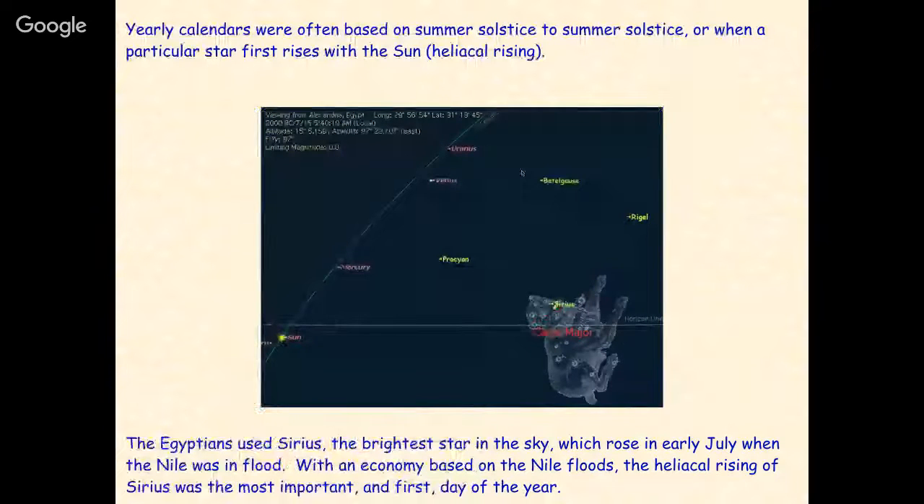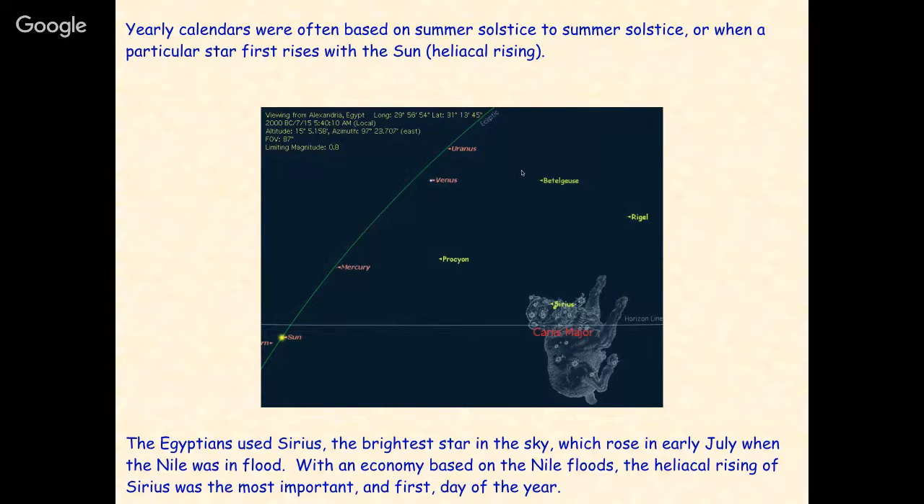The yearly calendars were often based on summer solstice to summer solstice, or on when a particular star happens to first rise with the sun, and that is called the heliacal rising. The image here is showing the heliacal rising of the star Sirius.